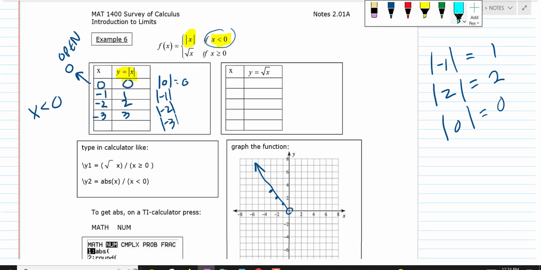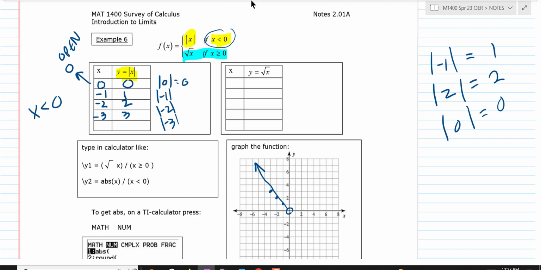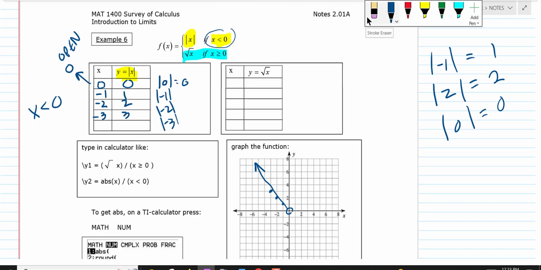Now we move to the second piece. And now we're going to only use numbers that are greater than or equal to 0. So what's the first number I need to use on this one?